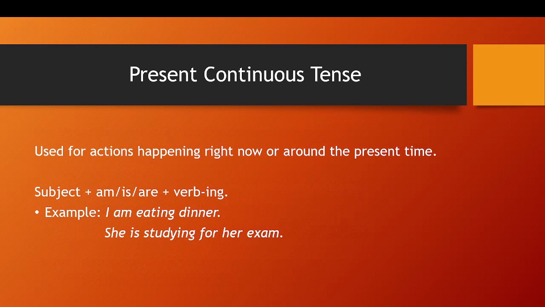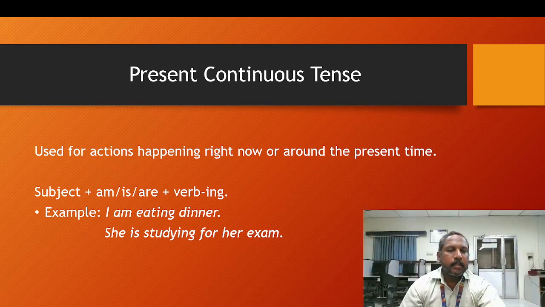Then present continuous tense is used for an action happening right now or around the present time. If the subject is I, he, she, we have to use am, is, or are plus verb plus ING. Example, I am eating dinner. She is studying for her exam.